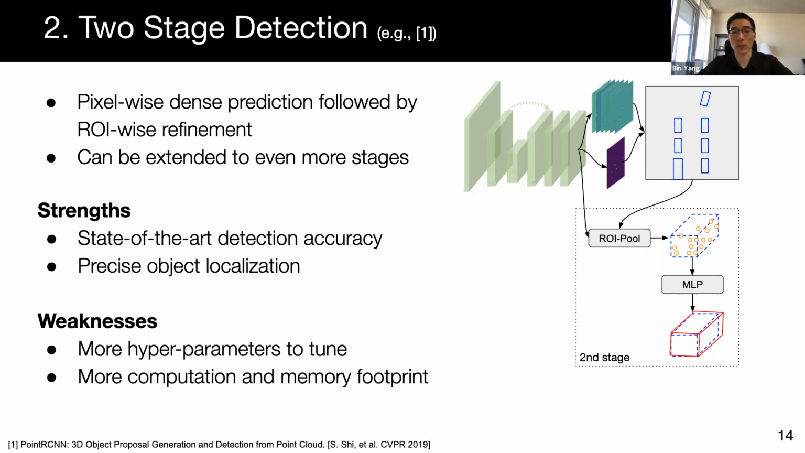Two-stage detectors have achieved the state-of-the-art detection accuracy on many public benchmarks, showing advantages over one-stage detectors, especially in terms of precise object localization. However, this higher accuracy is achieved at the cost of slower inference and more hyperparameters.